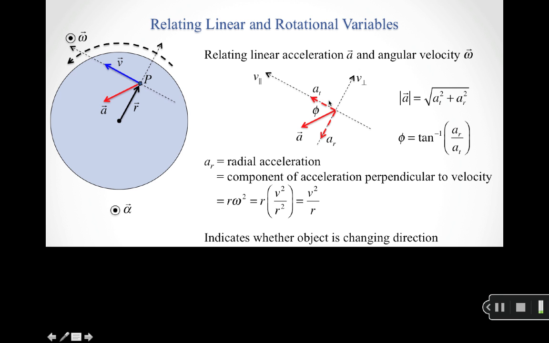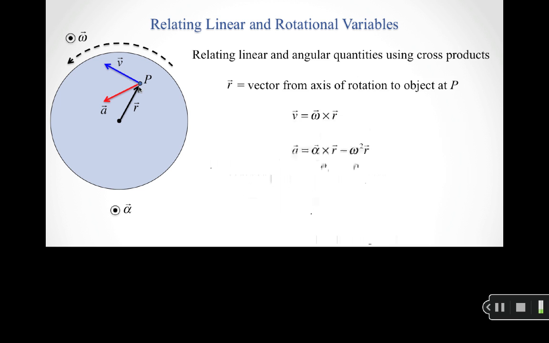I can also figure out the relative direction of my linear acceleration to the direction of the velocity by using the inverse tangent. So again, if I know those two components, I can use the inverse tangent to tell me about a direction. And so what we can do is figure out the angle between the linear velocity and the linear acceleration as our object moves around with both linear and rotational motion.